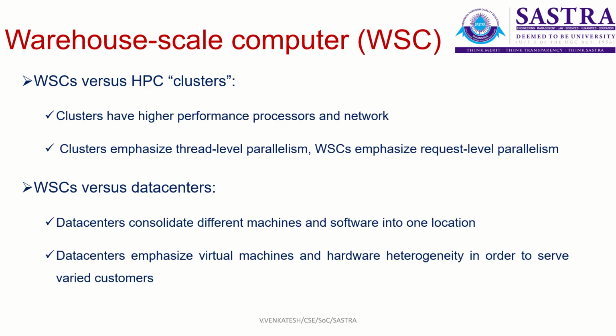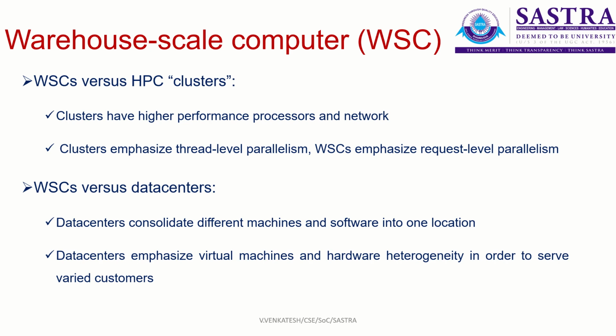If you want to compare the warehouse scale computer with existing infrastructure like high performance computer clusters, or a data center, this is the comparison. The clusters have high performance processors and networks. Clusters emphasize thread level parallelism, whereas the warehouse computer performs request level parallelism. That is the basic difference between the high performance cluster and the warehouse scale computer. Apart from that, clusters have a very minimum number of desktops and servers, whereas a warehouse has more servers and desktop computers that are interconnected.